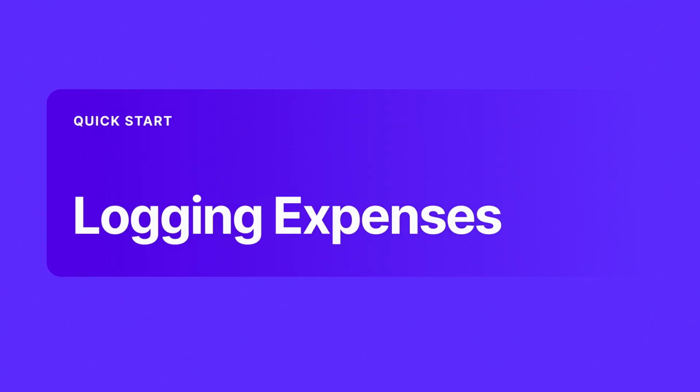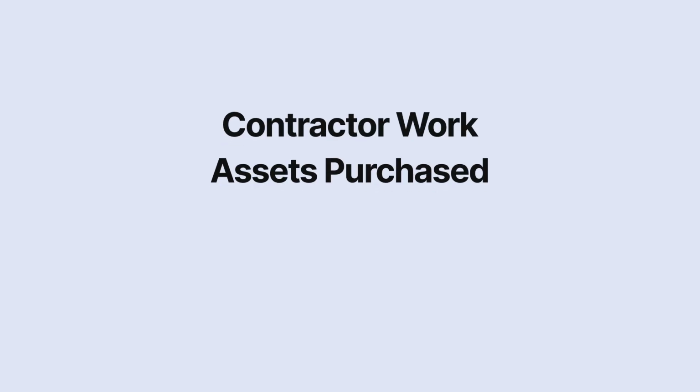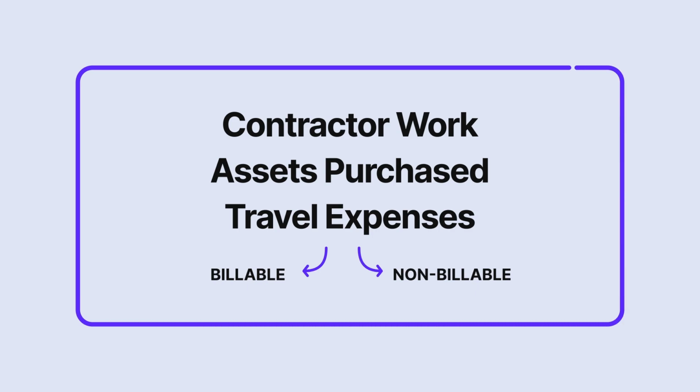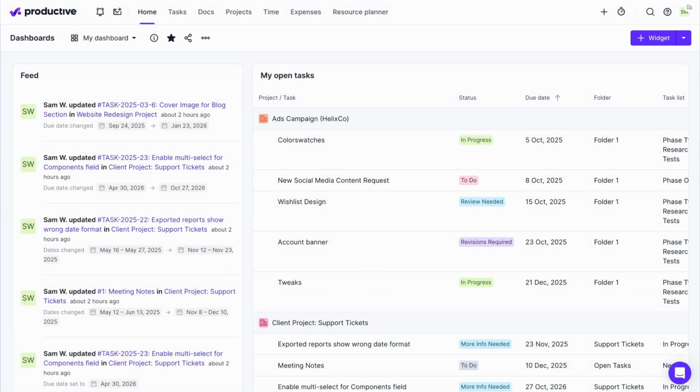Adding expenses in Productive is a simple way to keep track of third-party costs, such as contractor work, purchased assets, or travel expenses. Depending on how the expense service line item was set up in the budget, expenses can either be billable to the client or non-billable, creating an internal cost. In both cases, the logging process is the same, and in this video we'll walk through it step by step, from opening the expense screen to finalizing your submission.